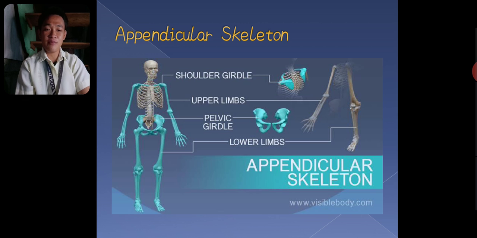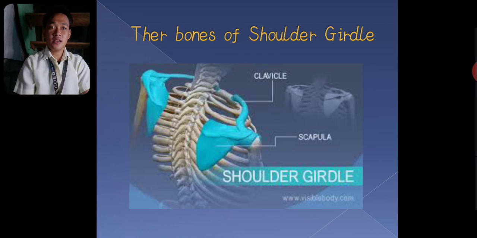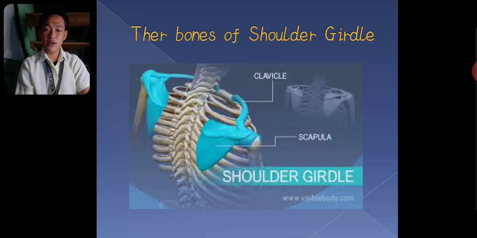So, as you can see in the appendicular skeleton, we have shoulder girdle, upper limbs, pelvic girdle, and last is lower limbs. So, there are bones of shoulder girdle. So, meron tayong tinatawag na clavicle and scapula. So, ano ba yung shoulder girdle or tinatawag na pectoral girdle? Shoulder girdle consists of the scapula and clavicle.